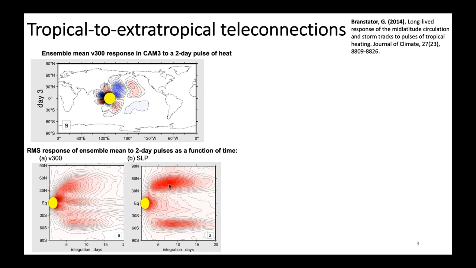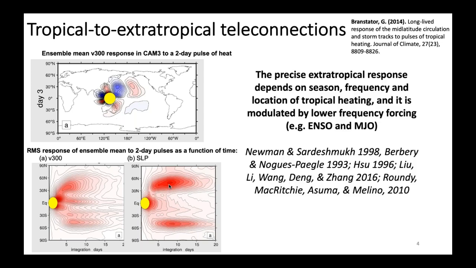But of course, if you're thinking of predictions, this is a bit more complicated, because the exact pathway of this response will depend on the basic state and on the characteristics of this latent heating source. And there's a number of studies that have looked at these questions. But what's important here for our talk is that there is this pathway for tropical forecast errors to move away from its source region.